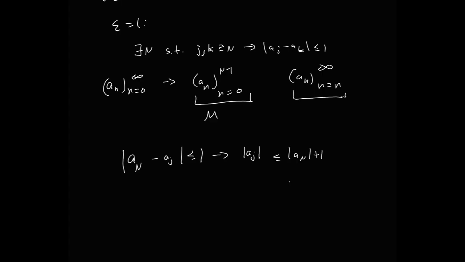Well, consider if I just subtract like this, and then I use triangle inequality and say that that's true. All right. So therefore, because every aj is less than an plus 1, we just take the max of m and an plus 1.